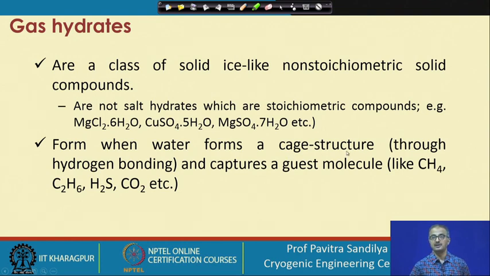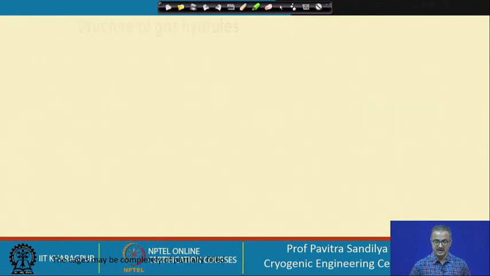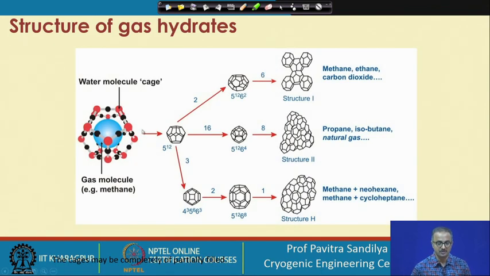And how is this cage formed? This cage is formed by hydrogen bonding among the water molecules, and in this cage any guest molecule like methane, ethane, H2S, CO2, etc. are trapped. There are many gases which can form gas hydrates, and in this pictorial representation we see how we get different types of structures. Here, methane, for example, has been trapped in a cage of water. In this diagram, the black beads represent hydrogen atoms, whereas the red ones represent oxygen.